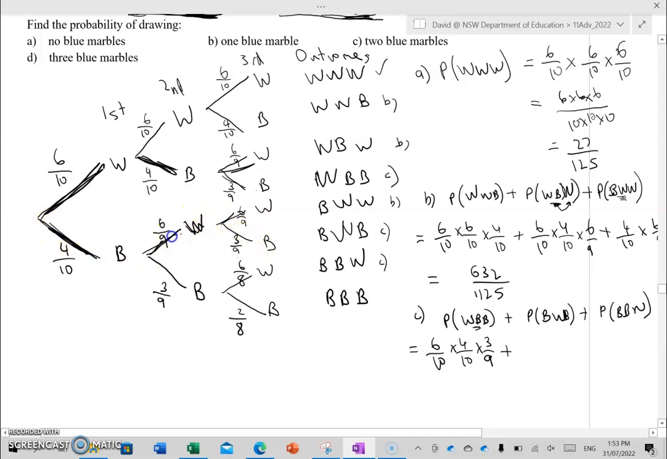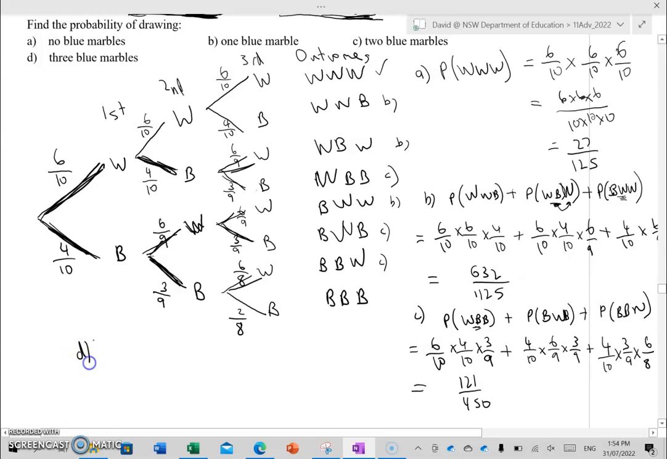Next one, blue, white, blue. So follow the path, blue, white, blue. So 4 out of 10. Then white is 6 out of 9. Then the last blue will be 3 out of 9. And the last one, blue, then blue, white. So blue, 4 out of 10. 1 less blue, 1 less total, so 3 out of 9. And 1 less out of the total because I've selected another blue. This will be 6 out of 8. Into your calculator, and I got 121 over 450.